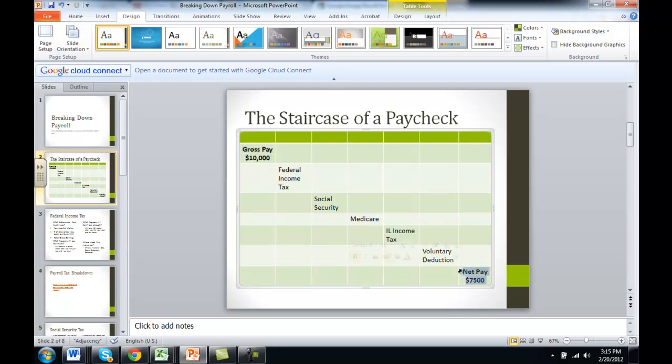These numbers here are fictitious. They're not really real, but just to show you the example, you start with 10,000, and here you ended with 7,500. That's why it's called the staircase of a paycheck, because every time you take a step down, more money is removed from your paycheck.